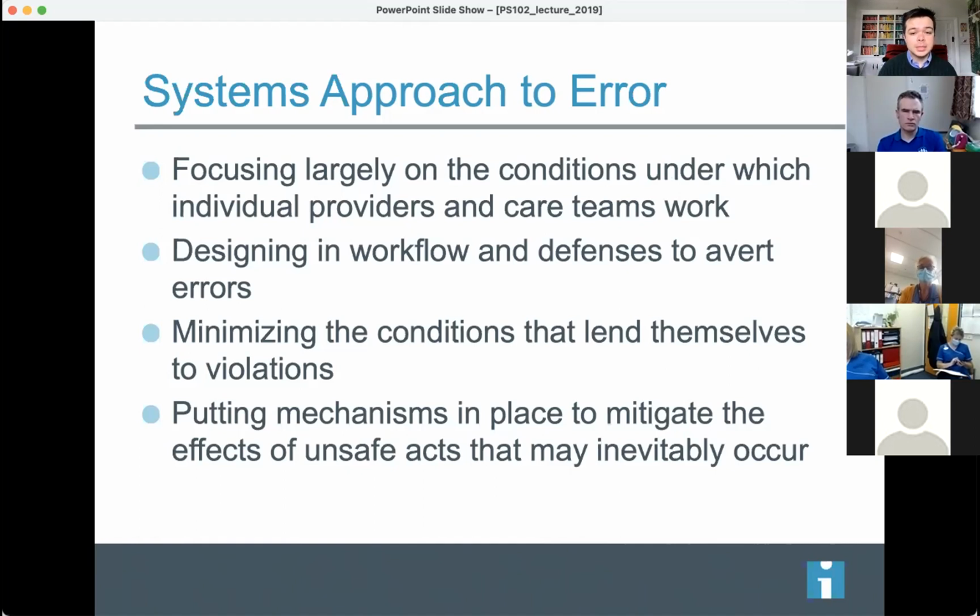We need to minimize the conditions that lend themselves to violations. And we need to put mechanisms in place to mitigate the effects of unsafe acts that may inevitably occur. So yes, in healthcare, we can't get away from error altogether, but we do need to put safety nets in place to catch patients who are developing problems from those errors and try and correct them before it becomes a bigger problem.